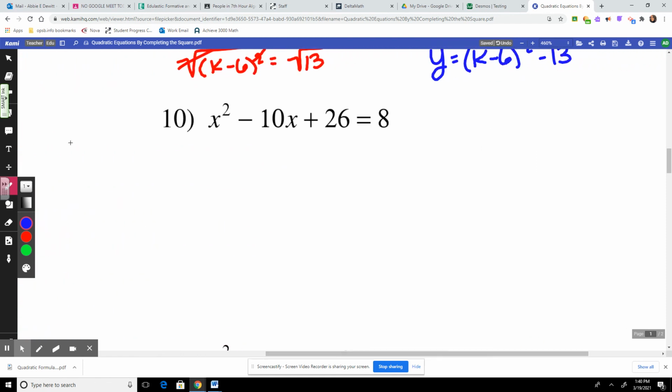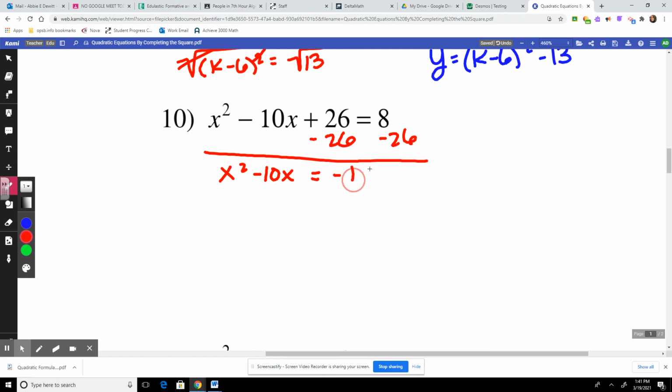All right, number 10. I have the variables. In order to isolate the terms with my variables, I need to subtract 26 from both sides. Again, just like number 9, I don't have a 0 as my constant. So I'm going to have x squared minus 10x equals 8 minus 26, and 8 minus 26 ends up being negative 18.